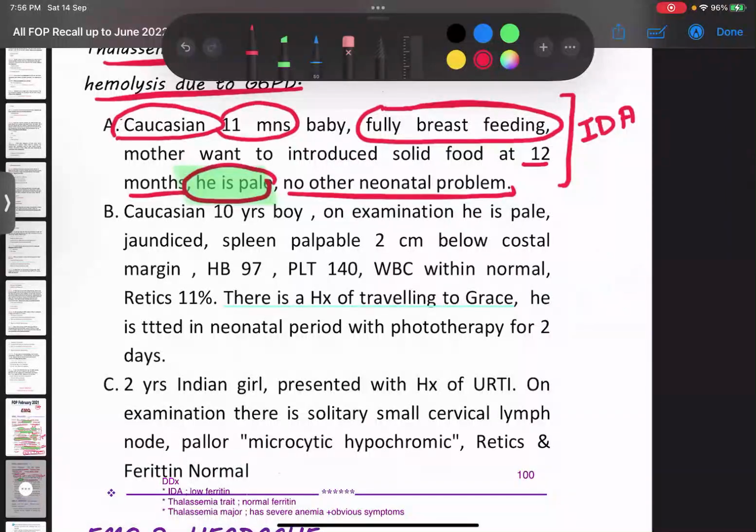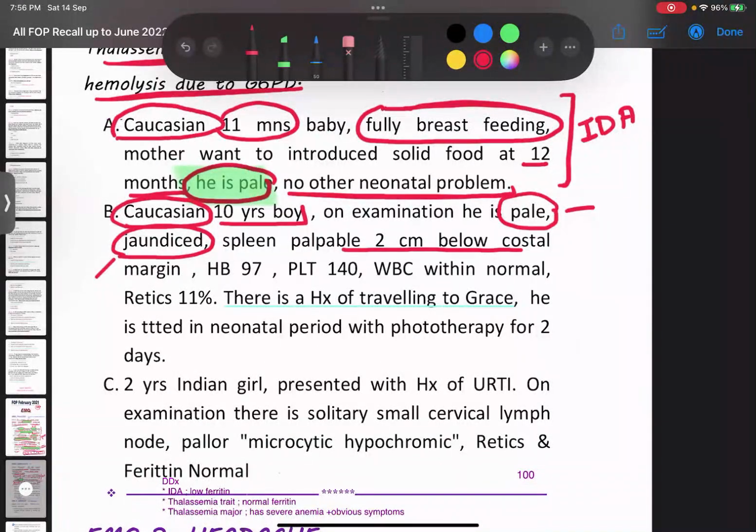Next one, Caucasian, 10-year-old boy. On examination, he is pale, he is jaundiced. Pale means anemia. So if pale, jaundice, and anemia come together, you have to understand it is commonly due to hemolysis. RBC is going through lysis. Okay. Spleen is palpable 2 centimeter below the costal margin.